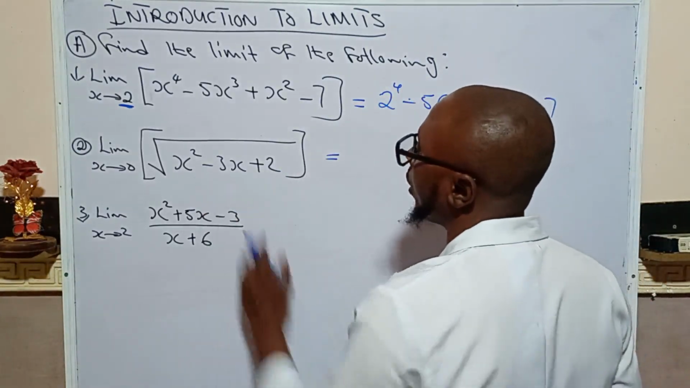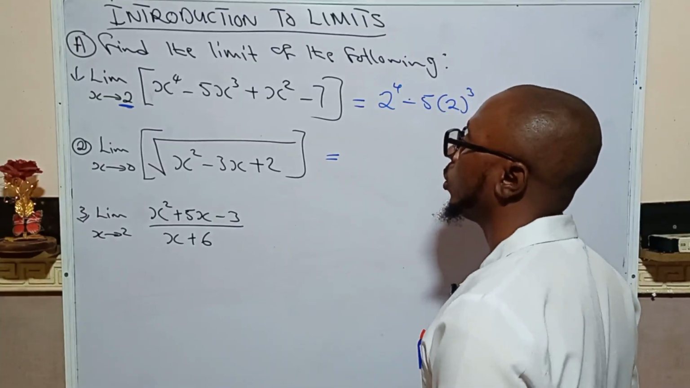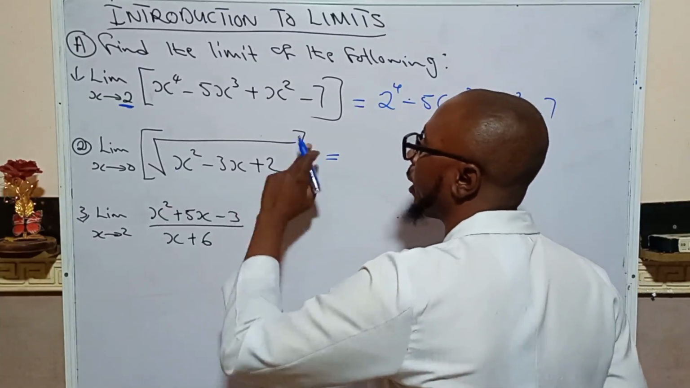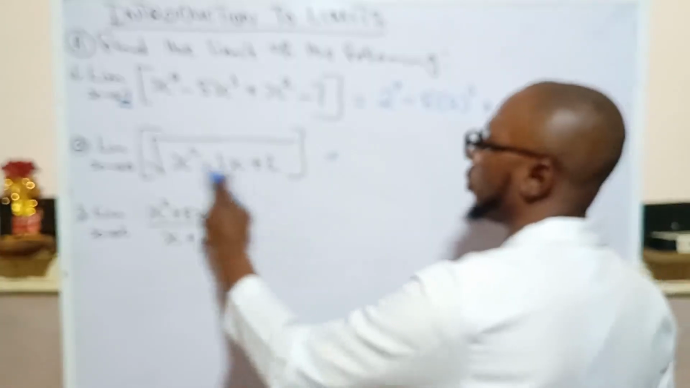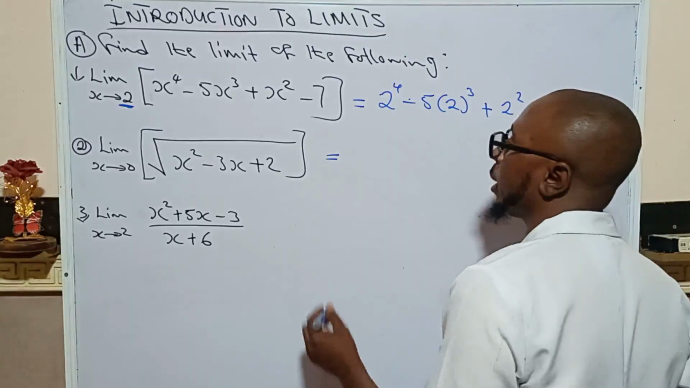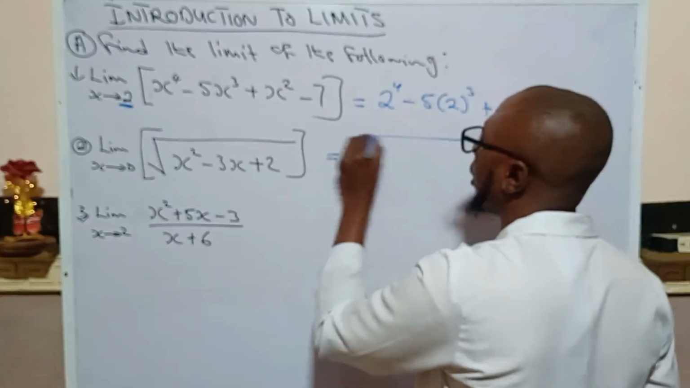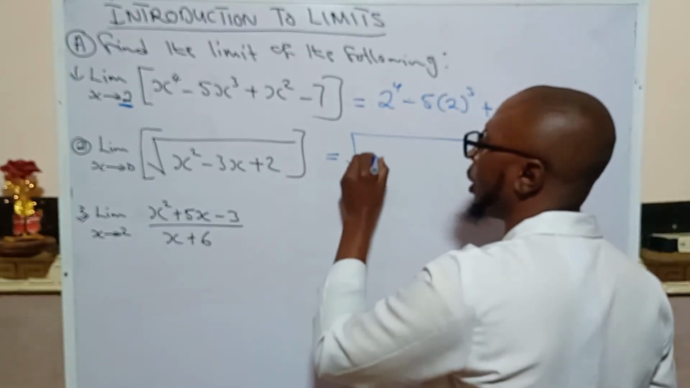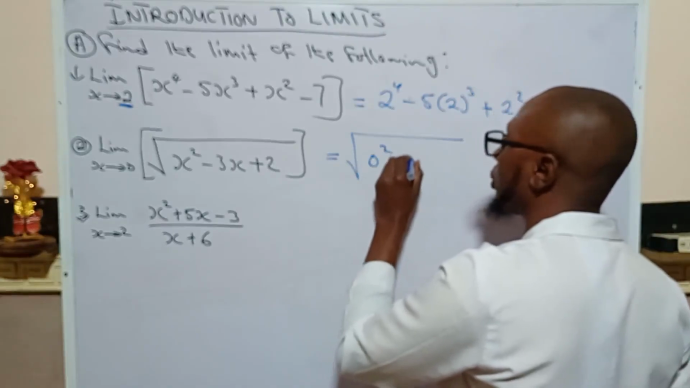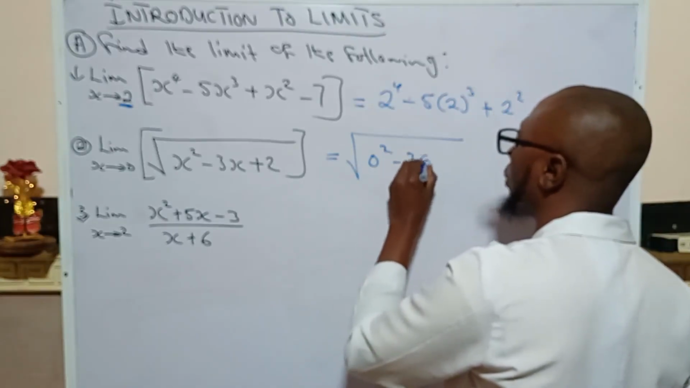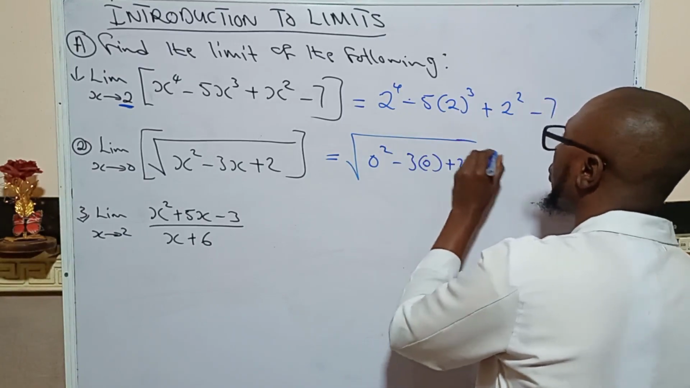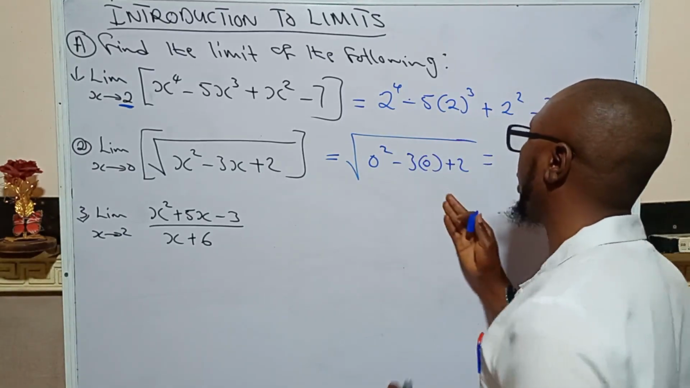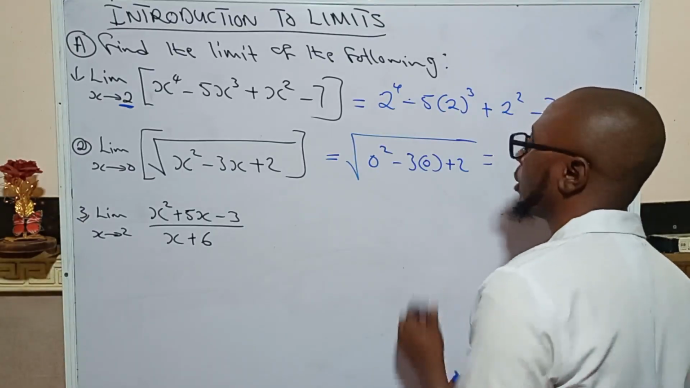If you could see, you could just slot in your limit, because it's in polynomial form and there is a square root, so don't bother about the square root. Okay, just look at the polynomial aspect of it and then you insert. You're going to have the square root of 0 raised to the power of 2 minus 3 raised to the power of 3 times 0 plus 2. So whatever you have here, your answer is what you get.